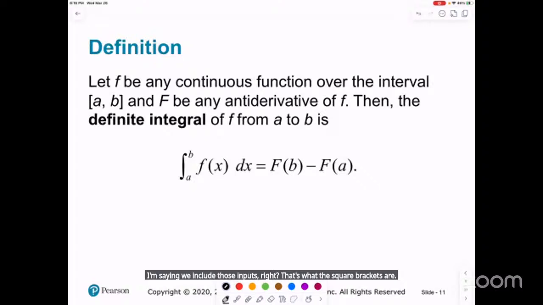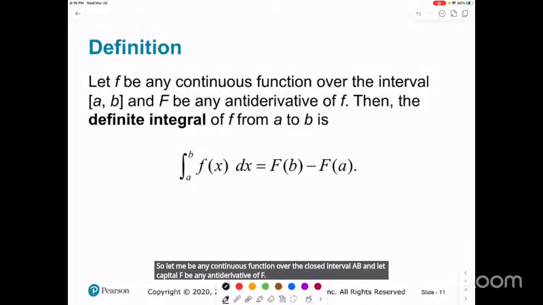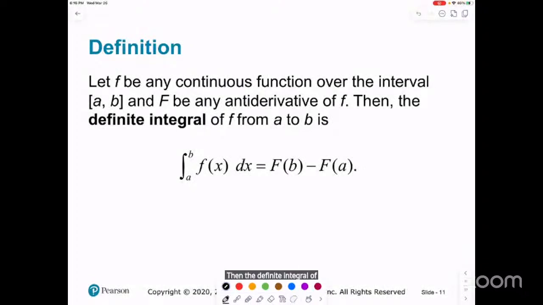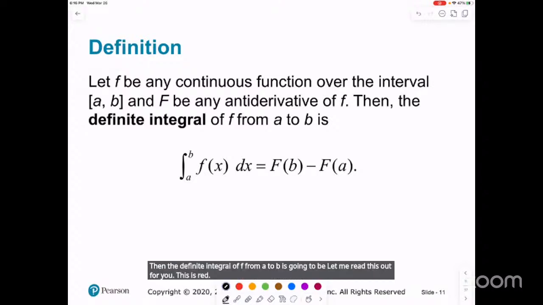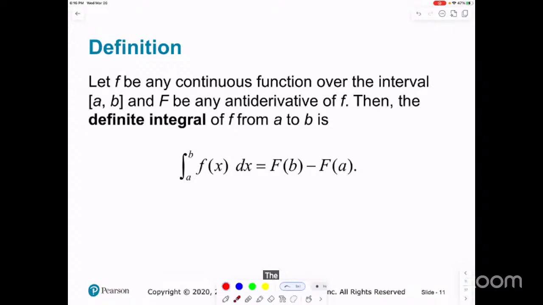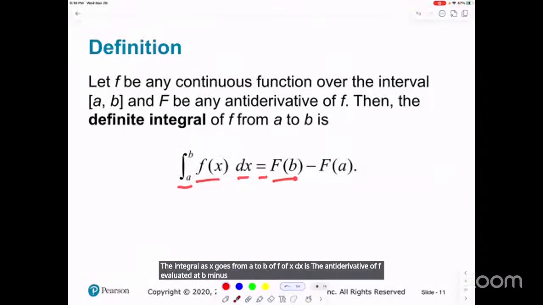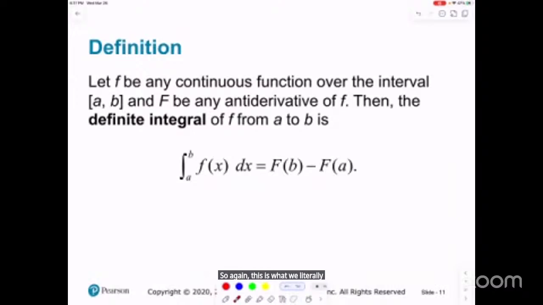So let f be any continuous function over the closed interval AB, and let capital F be any antiderivative of f. Then the definite integral of f from A to B is going to be, let me read this out for you, the integral as x goes from A to B of f of x dx is the antiderivative of f evaluated at B minus the antiderivative of f evaluated at A, right? So again, this is what we literally just did in the previous example.